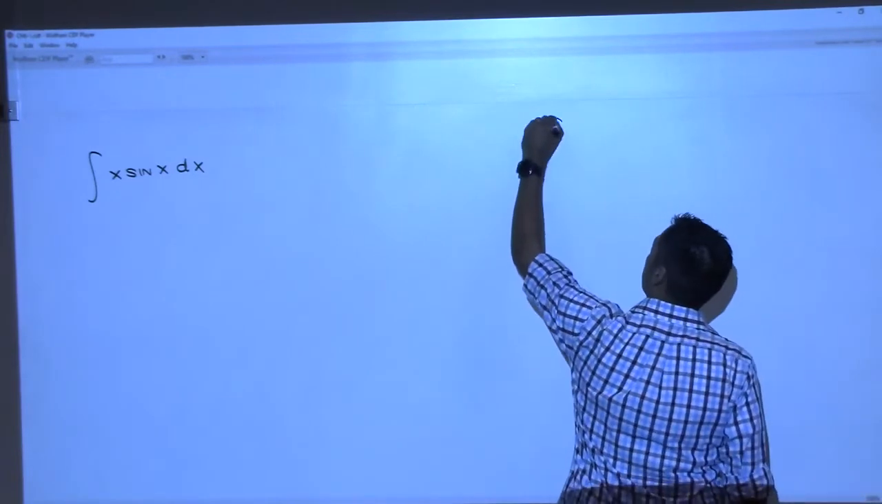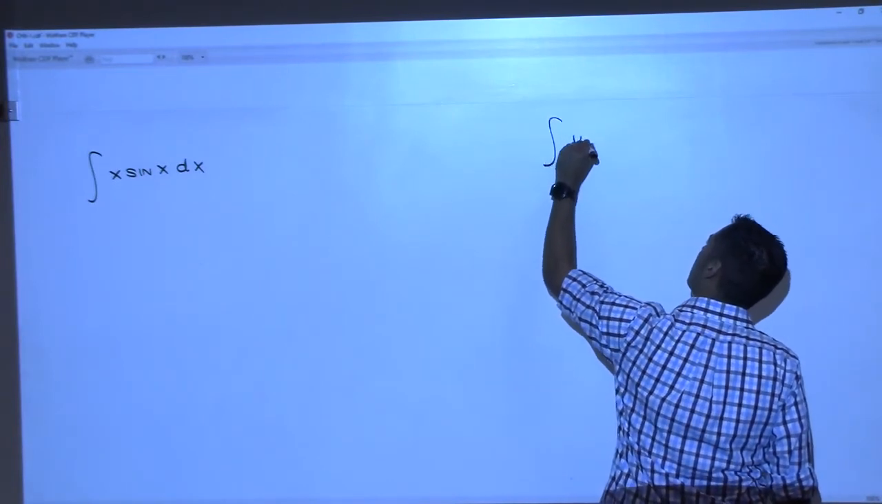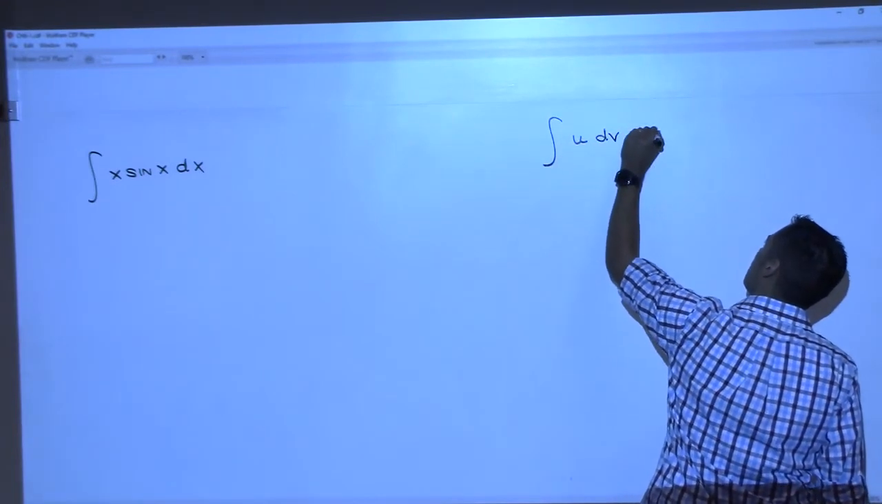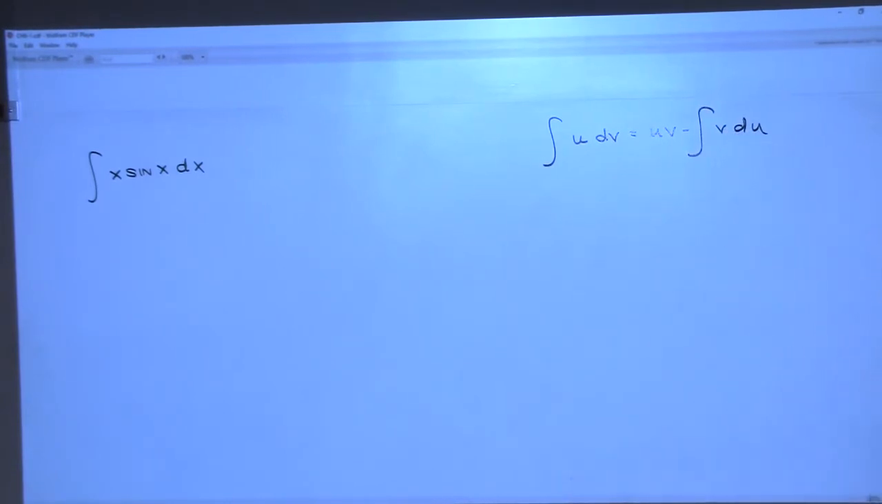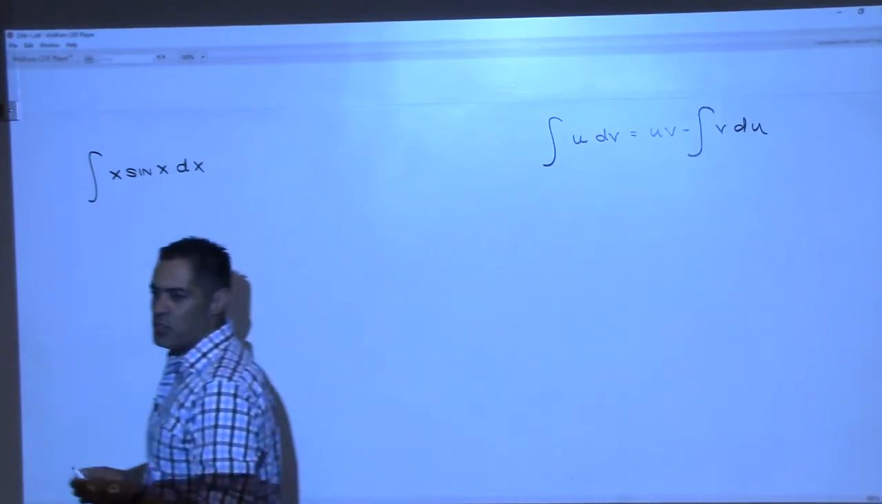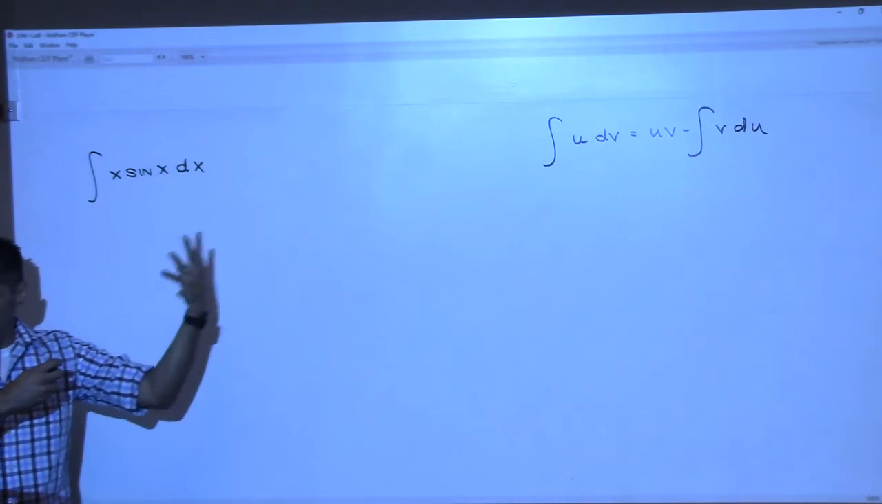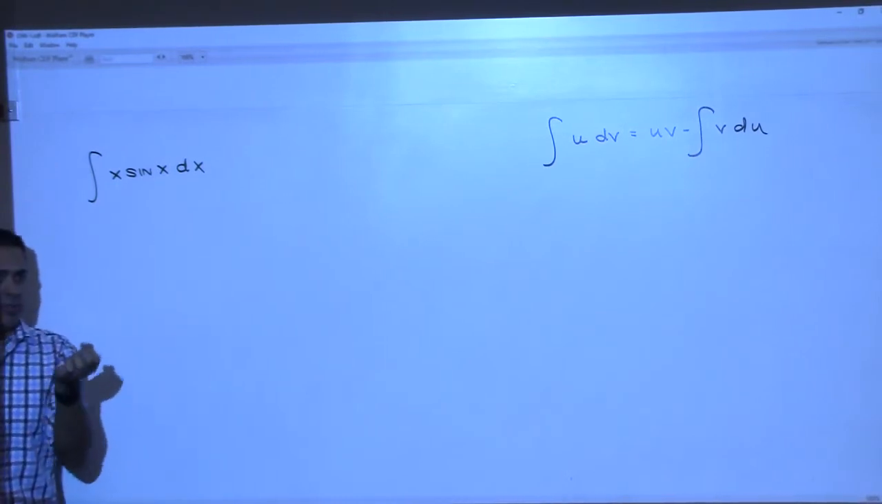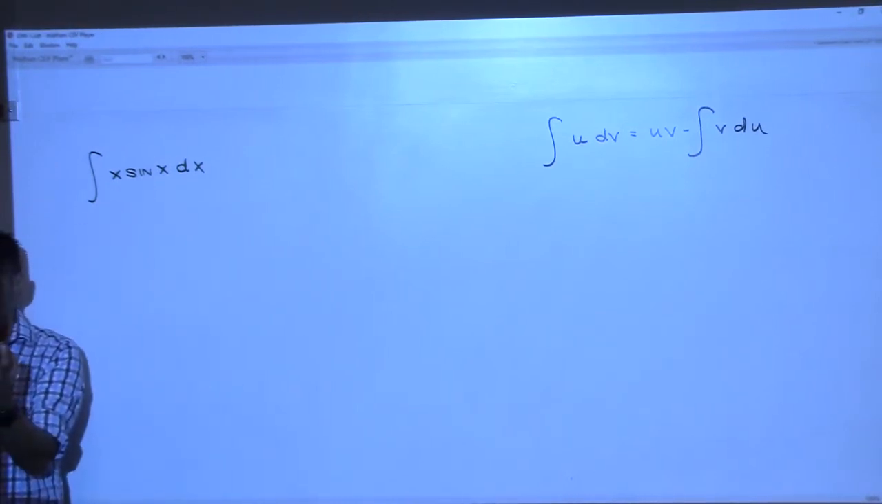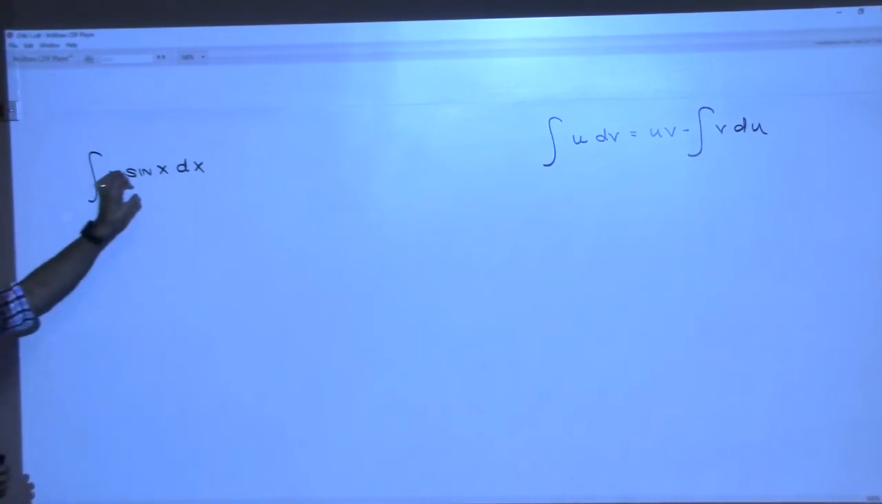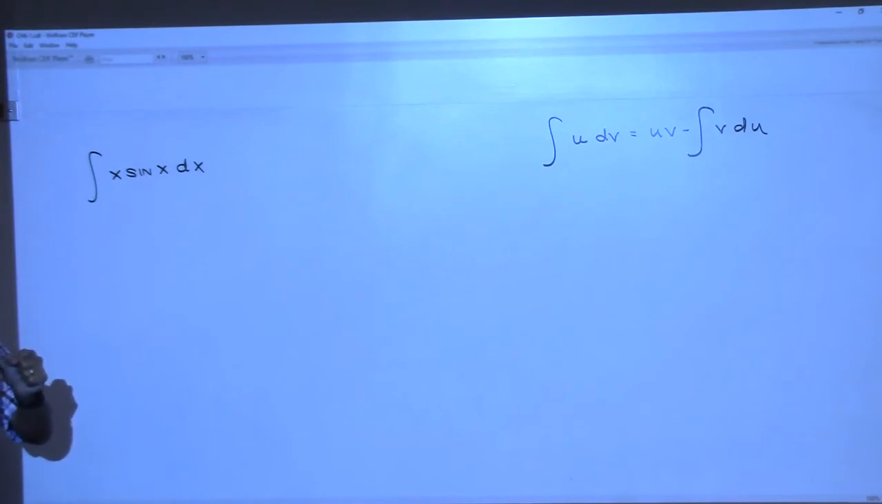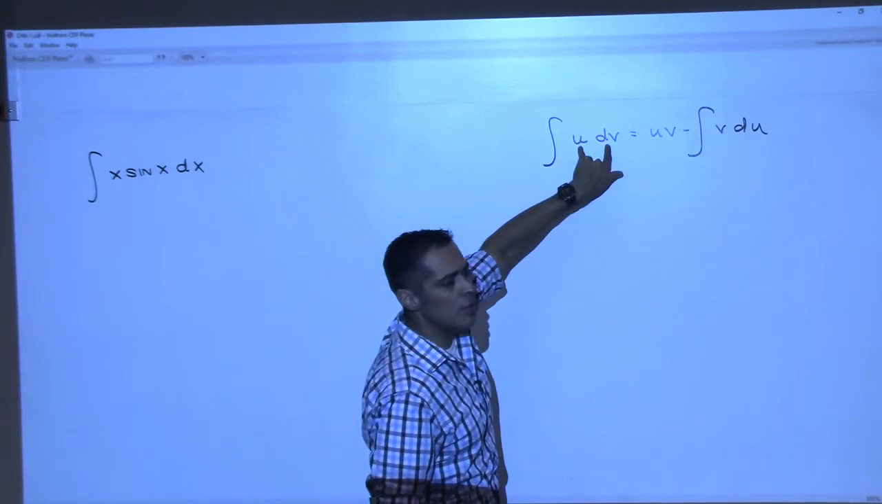The formula: the integral of U dV equals UV minus the integral of V dU. So what we need to do here, the way integration by parts works once you have a problem, is you need to see two things. This is not U substitution. There are two things in the problem. You need to pick one of them to be U and the other to be dV.